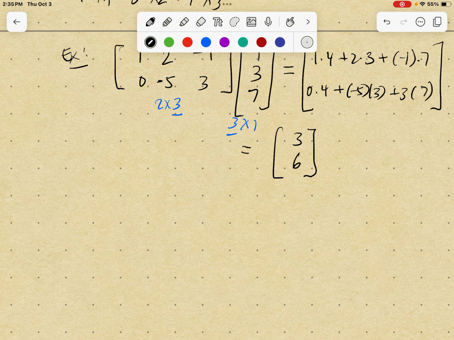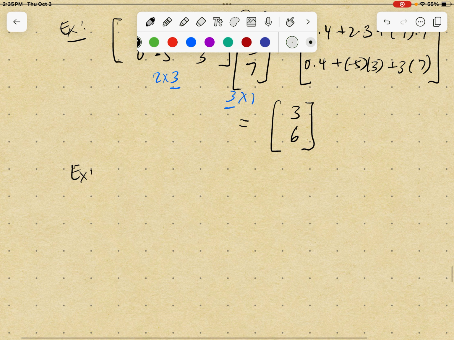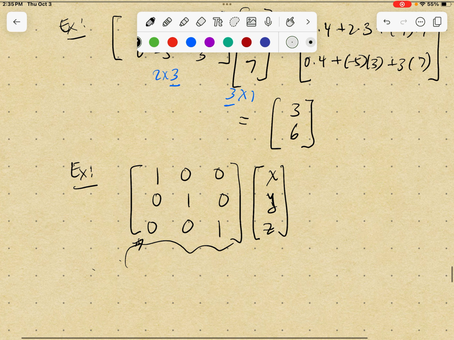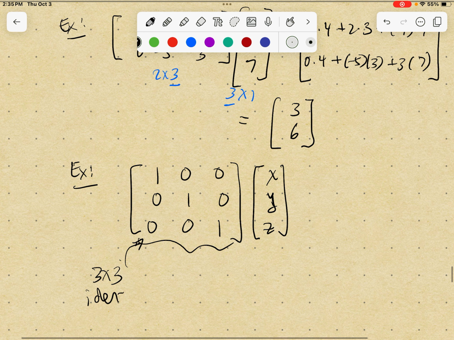Okay. Let's look at one more example. Let's say you take this matrix. This is a special matrix called the identity matrix. A 3 by 3 identity matrix. So this matrix is called the 3 by 3 identity matrix. And what happens if you take this matrix and multiply it by this vector x, y, z?